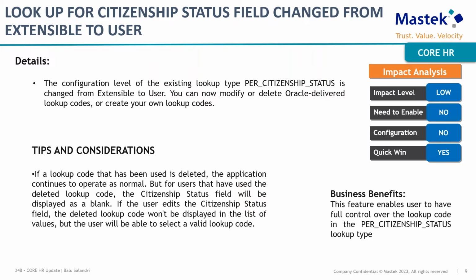So now we can modify or delete Oracle delivered lookup codes, or create our own lookup codes and use them as per our requirement. One thing to note here is that if a lookup code that has been used is deleted, the application continues to operate as normal. But for the users that have used the deleted lookup code, the citizenship status field will be displayed as blank. The takeaway for us here is that this feature enables users to have full control over the lookup codes in the person citizenship status lookup type.